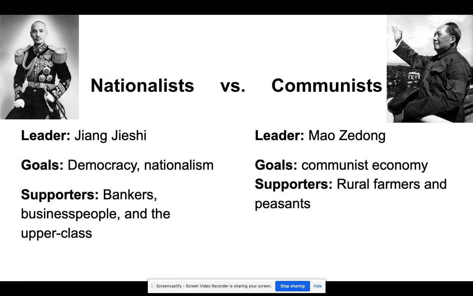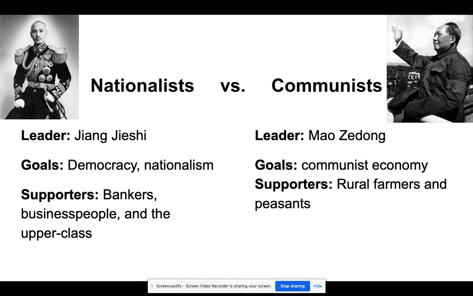With both of these two groups, you have two main leaders, and they both had different goals. Jiang Jieshi's goals were democracy and using nationalism. He wanted to create a stable economy, so economic security. The people who supported him were the people with money: the bankers, the business people, and the upper class.